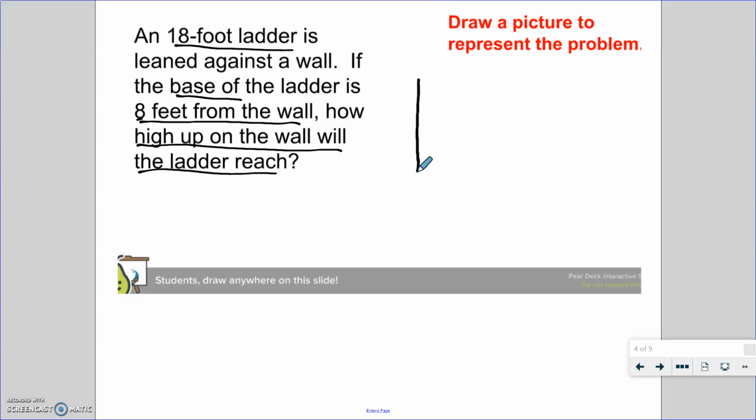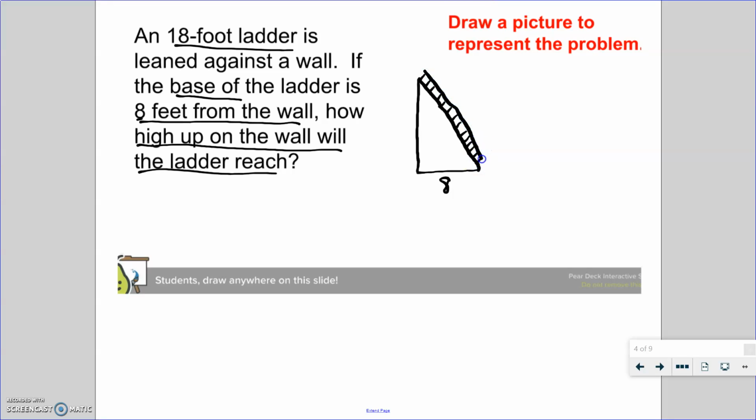The base of the ladder is 8 feet away from the wall, so I'm going to draw that and label it. Then I am going to draw my ladder. For those of you who really need to see it, here is your ladder.